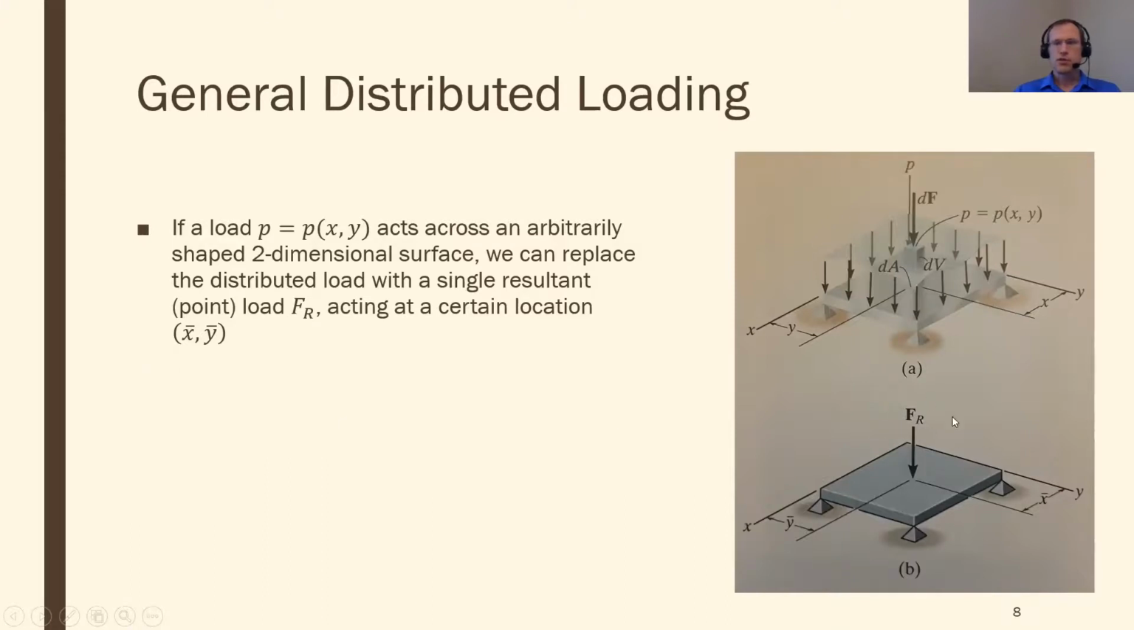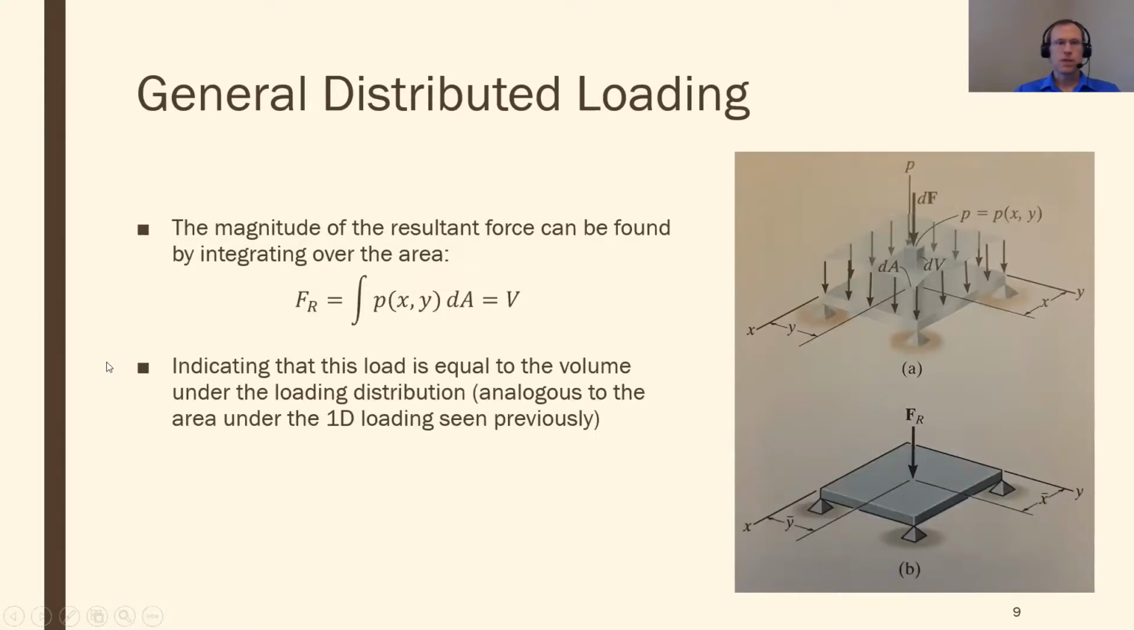So this individual force Fr does the exact same thing as my original loading. And to get that is essentially the same as what we did before. To get my magnitude, I just integrate my pressure distribution function, similarly to what we did for the one-dimensional case. The only difference now is that I'm integrating over two dimensions. So dA is generally just dx times dy. So two integrals, one in the x direction, one in the y direction. Integrate that surface area on top, whatever it is, and that essentially gives me a volume.